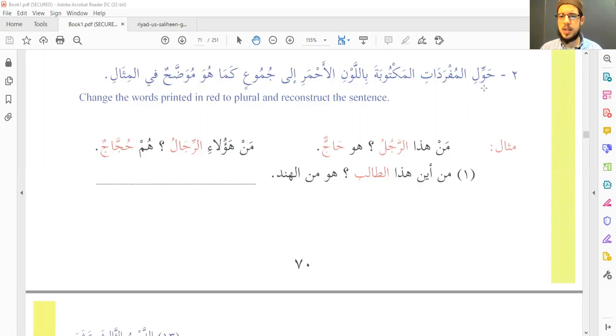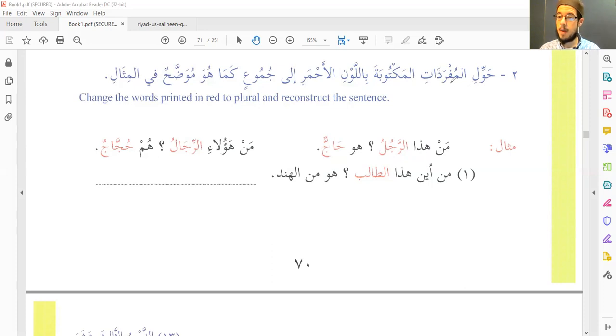So looking at the next exercise, we have: حول المفردات المكتوبة باللون الأحمر إلى جموع كما هو موضح في المثال. For those who are interested, this is a huge milestone in your Arabic learning. Whenever you can figure out exactly what the instructions are saying, you know that you've made a lot of progress in Arabic, because the instructions are very difficult. We've talked about hawwil, hawwala yuhawwilu, a verb in form two, which means to convert or to change. Tahwil is the masdar, it means to convert.